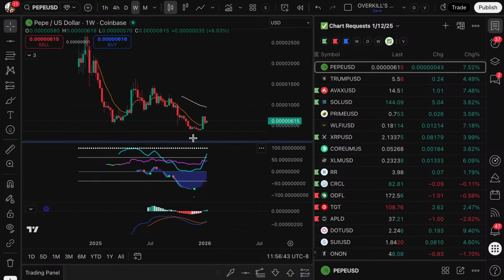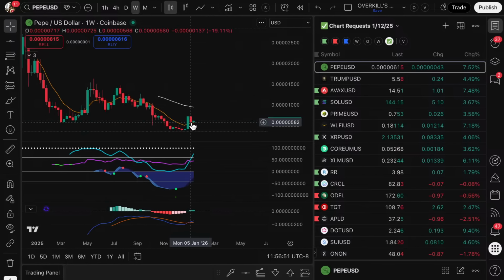Pepe, again, called out when? We called this out back in December at 0.004. It popped all the way up to almost 0.008. That was almost a 100% move. But this thing, you can see how it's bouncing on that orange line there. That's a beautiful looking bounce.